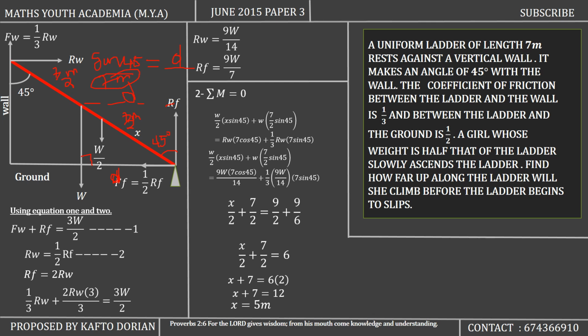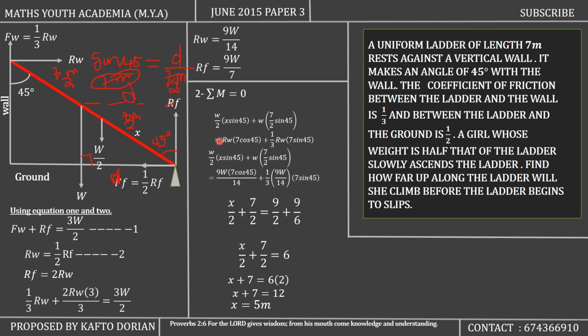So now the hypotenuse will be 7 on 2 meters. I'll cross multiply to have the perpendicular distance. So we have the weight, which is the force, times the perpendicular distance, which is 7 on 2 sine 45 degrees. Then now this is all about the anti-clockwise moment.